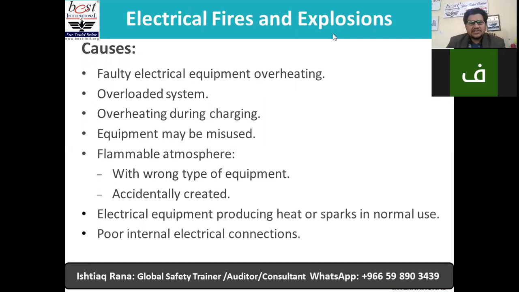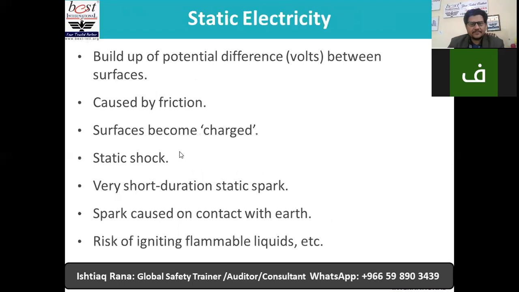Now, electrical fires and explosions, what are the causes? We discussed already, but still, let's refresh: faulty electrical equipment, overheating, overloaded system, overheating during charging. Equipment may be misused, or a flammable atmosphere with the wrong type of equipment accidentally created. Electrical equipment producing heat or spark in normal use, and poor internal electrical connections. So these are some of the causes of electrical fires and explosions.